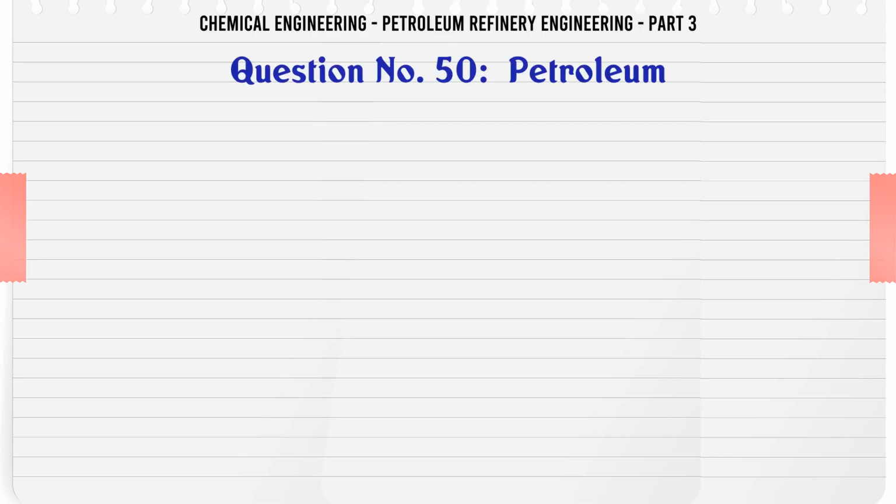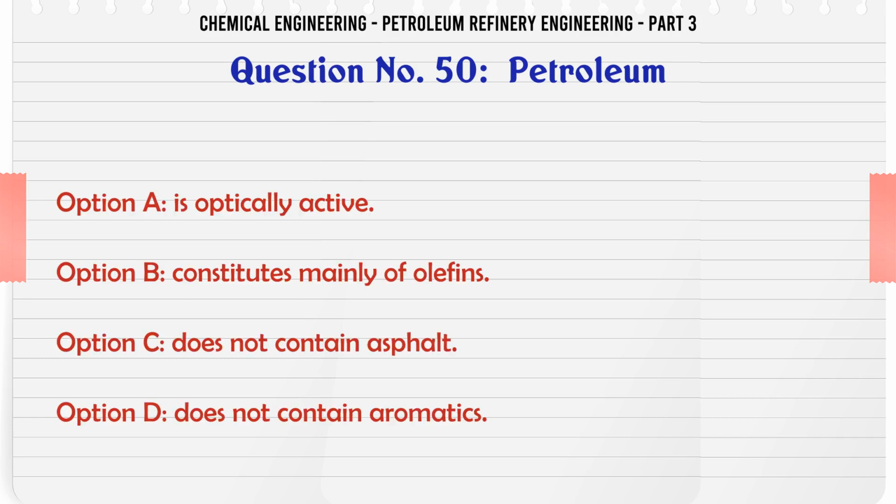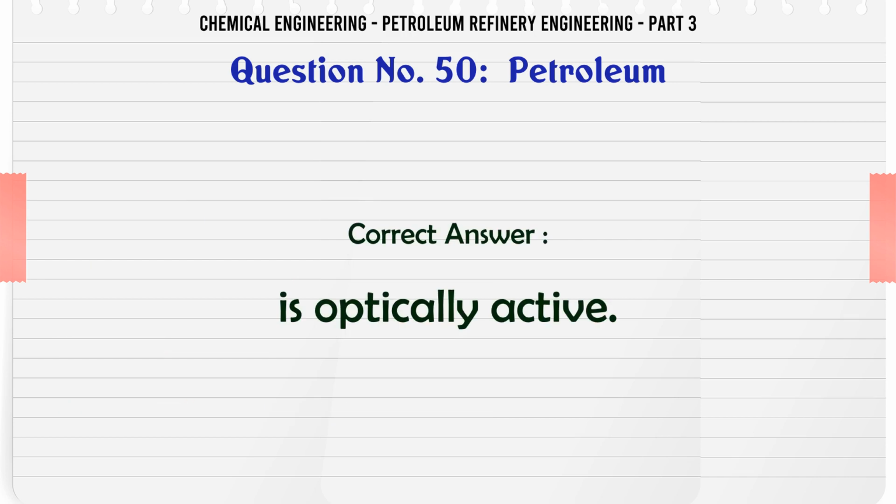Petroleum A. is optically active, B. constitutes mainly of olefins, C. does not contain asphalt, D. does not contain aromatics. The correct answer is optically active.